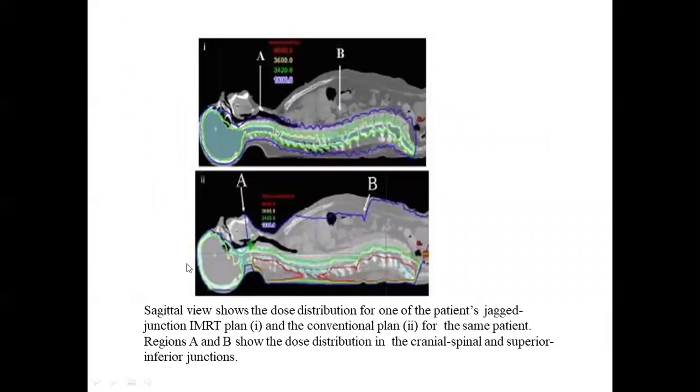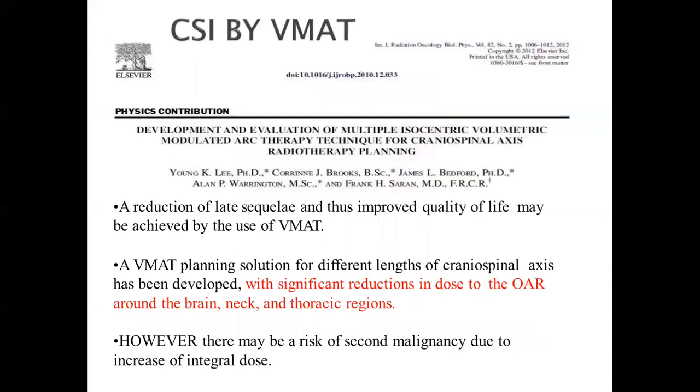This is the sagittal view of the three isocenter jagged junction technique, compared with a conventional plan for the same patient. So coming to CSA by VMAT technique, the reduction of late sequelae and thus improved quality of life may be achieved by the use of VMAT, and a VMAT planning solution for different lengths of principal axis has been developed with significant reduction in dose to the OARs around the cranium and the neuroaxis. However, there may be risk of second malignancy due to increased integral dose.